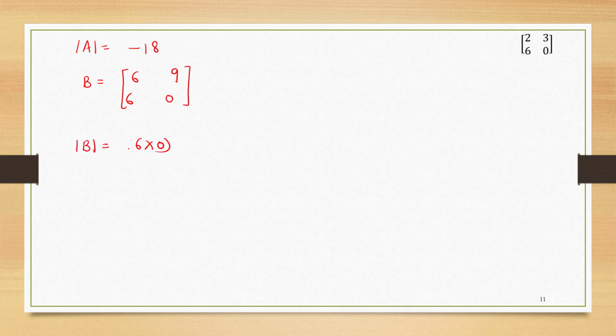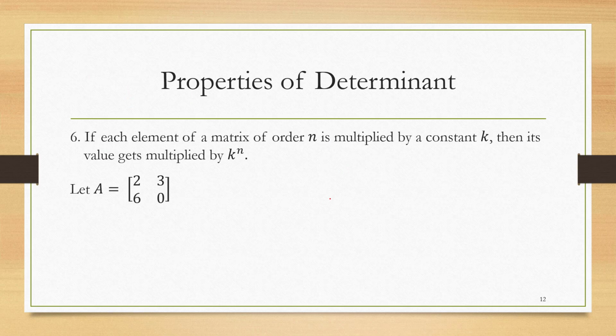Let's see. Determinant of A is minus 18 and B is 6, 9, 6, 0. And determinant of B is 6 times 0 minus 6 times 9. So we get minus 54, which is clearly 3 times minus 18. That is 3 times determinant A. So if we multiply any one row or any one column with a scalar, determinant gets multiplied with that particular scalar. Next property. This is the expansion of the previous property.